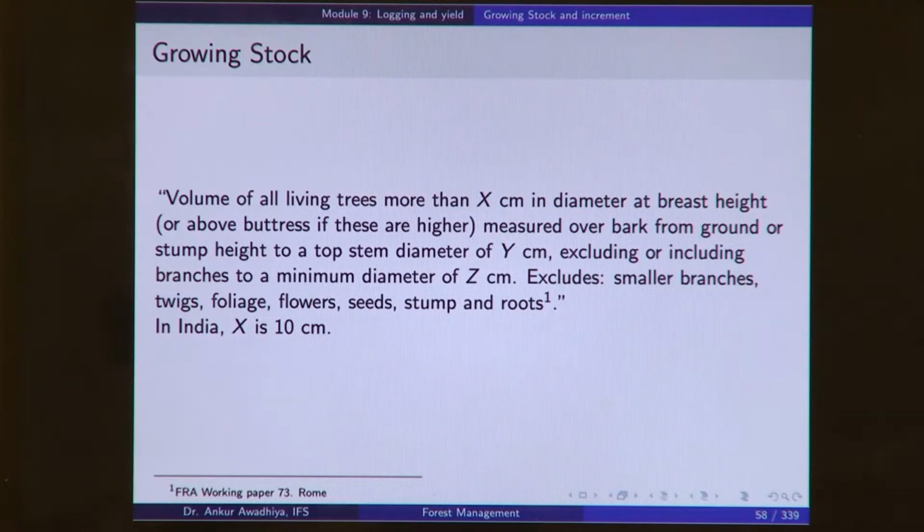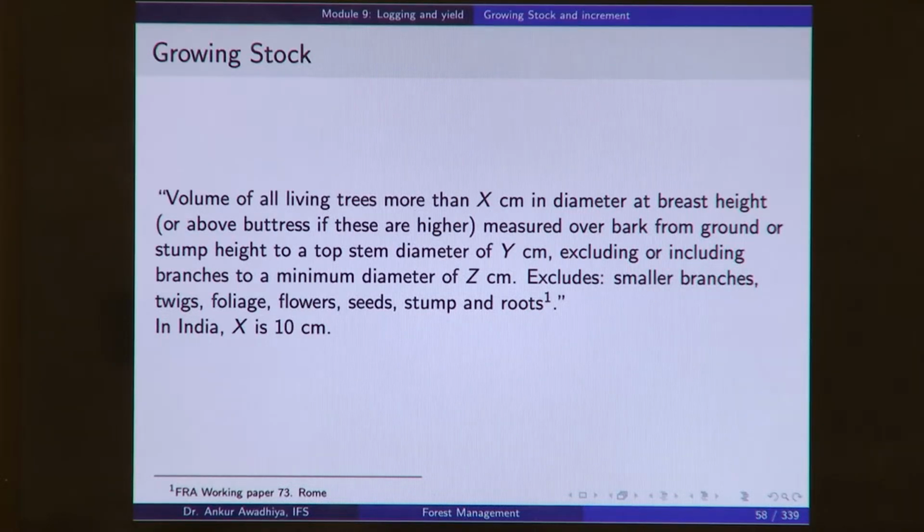Growing stock is defined as the volume of all living trees more than x centimeter in diameter at breast height or above buttress if these are higher, measured over bark from the ground or stump height to a top stem diameter of y centimeter, excluding or including branches, to a minimum diameter of z centimeters, and it excludes small branches, twigs, foliage, flowers, seeds, stump and roots.